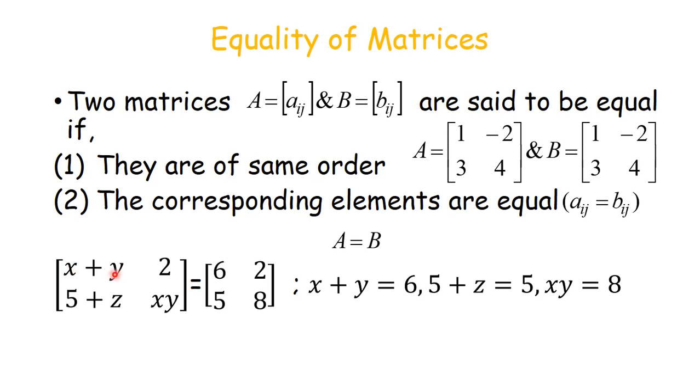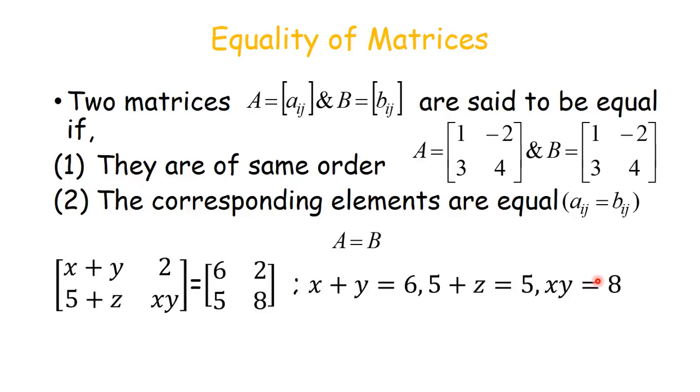That means x plus y is equal to 6, 2 is equal to 2, 5 plus z is equal to 5, and xy is equal to 8. So the corresponding elements are equal because these two matrices are equal. So I have written x plus y is equal to 6, 5 plus z is equal to 5, xy is equal to 8. After solving this, you can easily get the values of x and y.